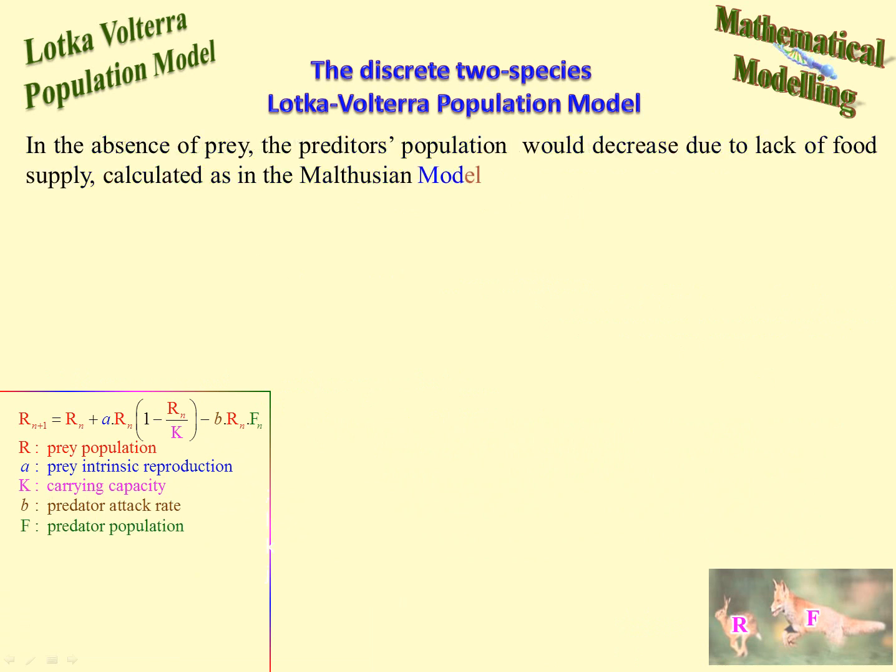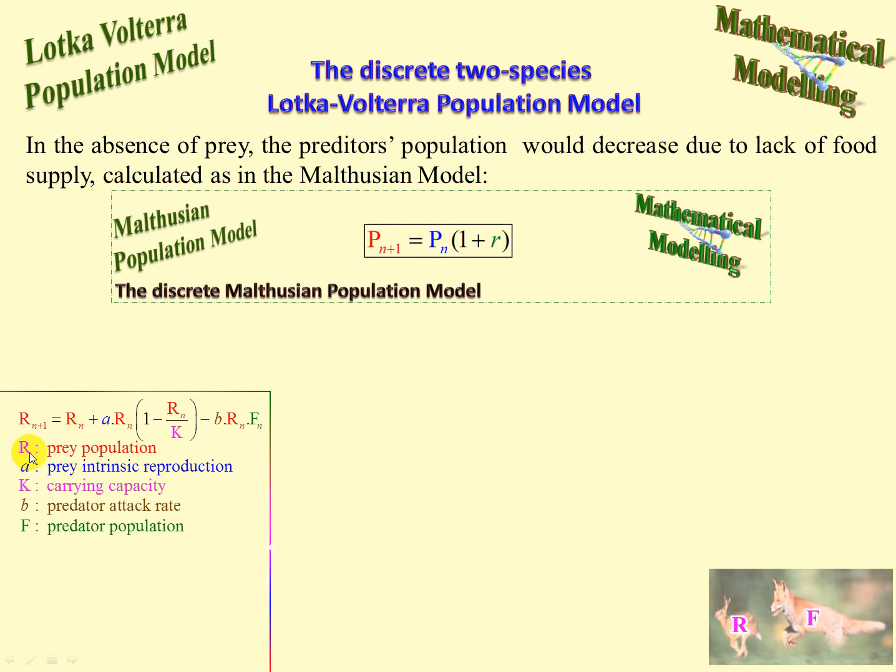So there is the formula for the prey. Now we need to go on to a formula for the predators. In the absence of prey, if there are no prey, the predator population would decrease due to lack of food supply, as in the Malthusian model. There.